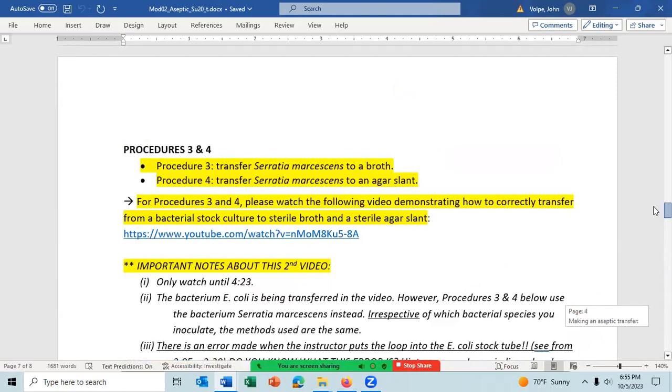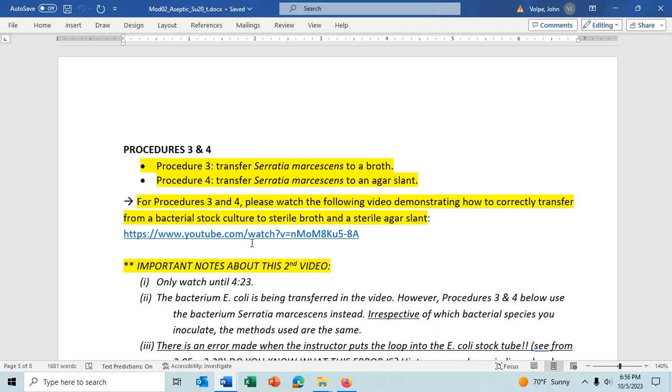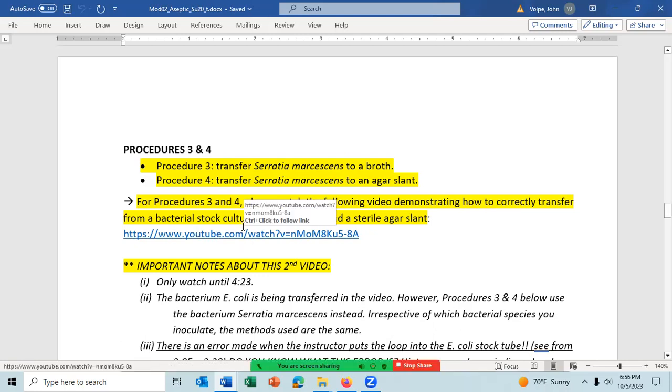For procedure 3, we're going to be transferring Serratia marcescens into a tube of broth. For procedures 3 and 4, we have a little video for you to watch to correctly transfer from a bacterial stock culture into a sterile broth tube. And there's a little video right there. Some important notes about this second video. You only need to watch until 4 minutes and 23 seconds into the video. After that, you can stop the video.